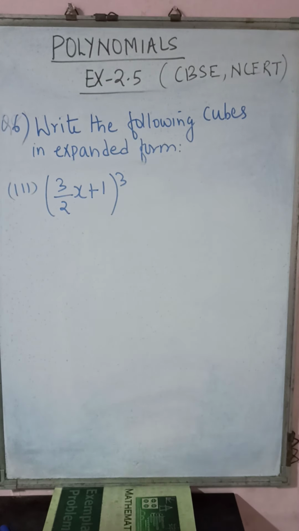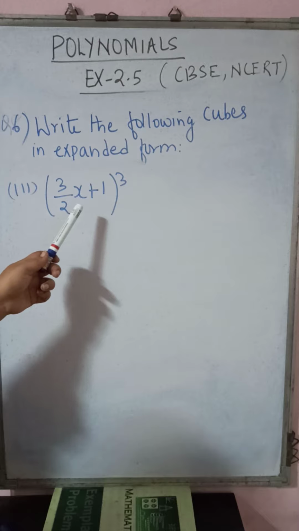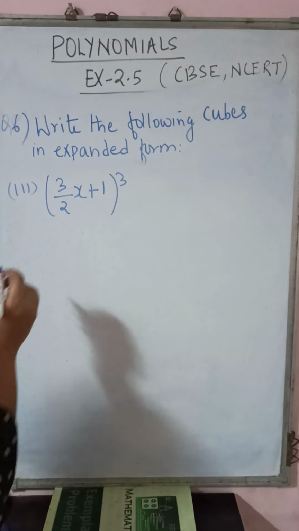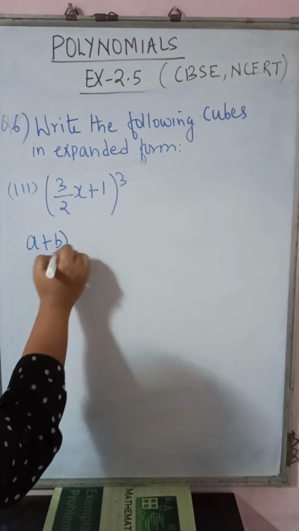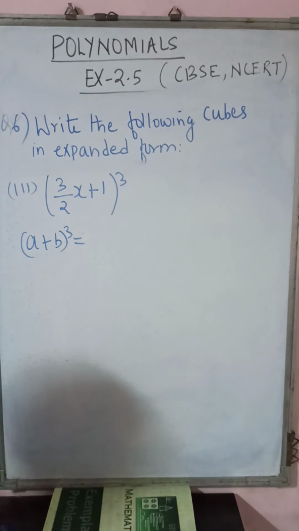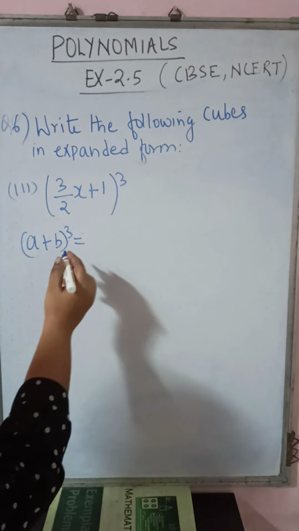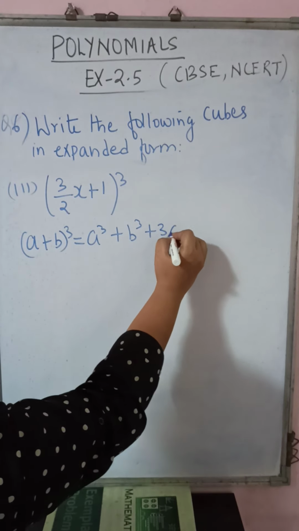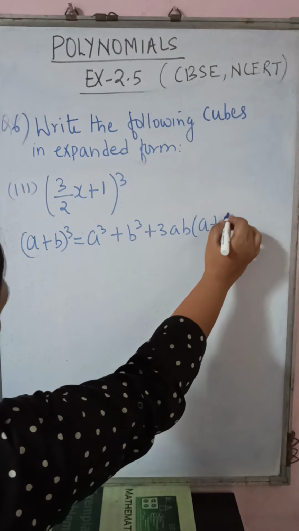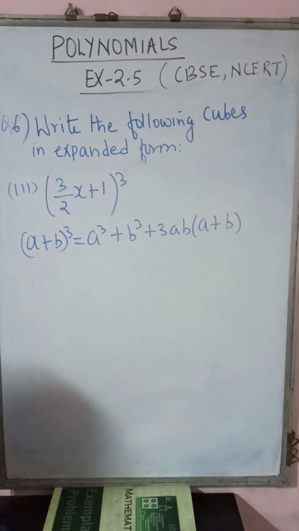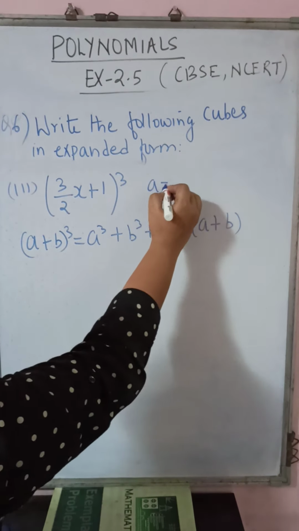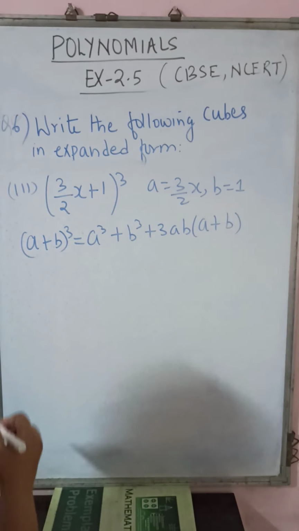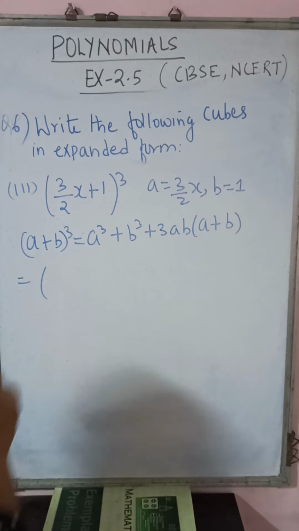Question number 6, third part. (3/2x + 1)³. So again it is a plus sign. So which formula? (a + b)³. This identity we will use. Now you all know (a + b)³ is a³ + b³ + 3ab(a + b). Here a is 3/2x and b is 1. Now we will put in the identity.